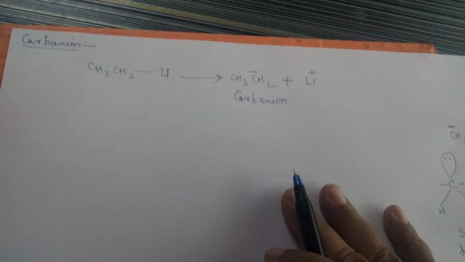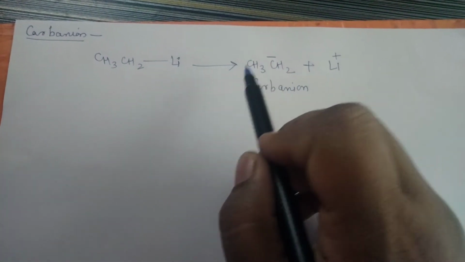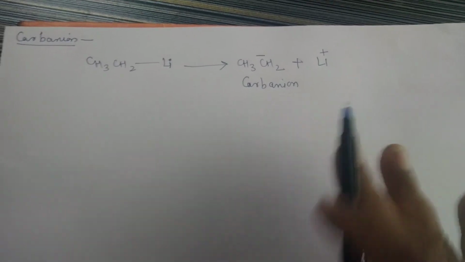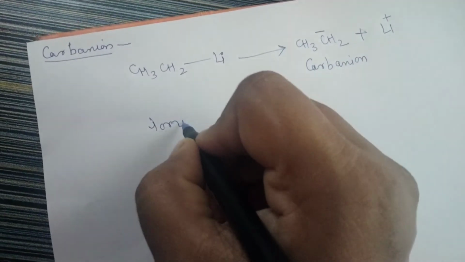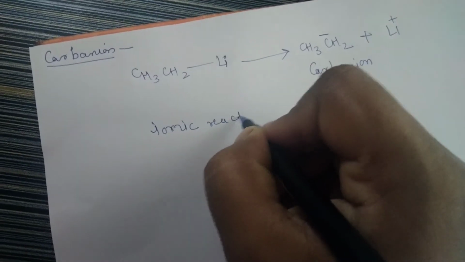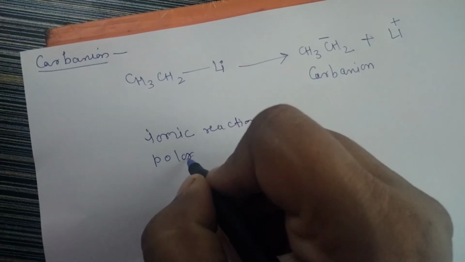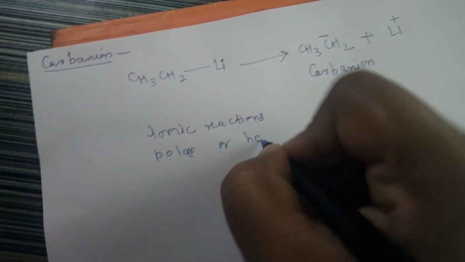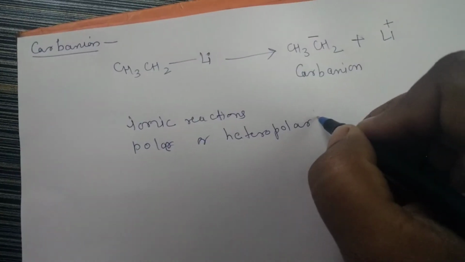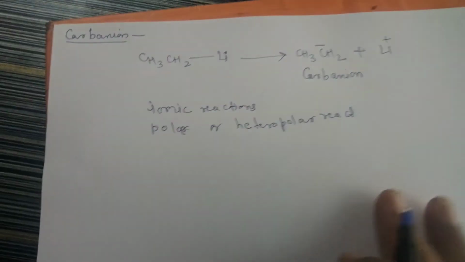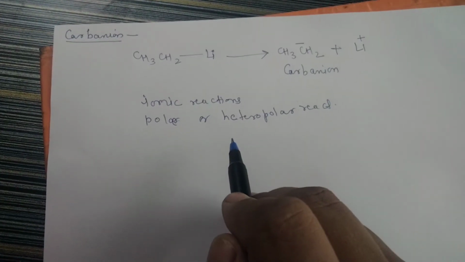So the reactions which proceed like this, in which the shared pair of electrons is taken by one atom, are called heterolytic reactions. They are also called ionic reactions, polar or heteropolar reactions. The reactions which proceed by heterolytic cleavage are called ionic, polar or heteropolar reactions.